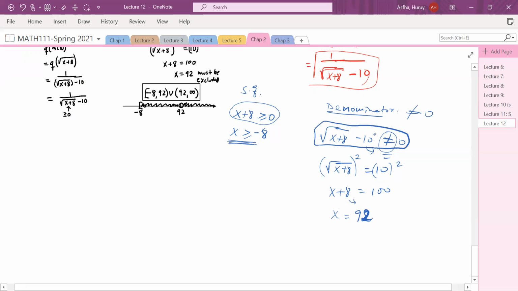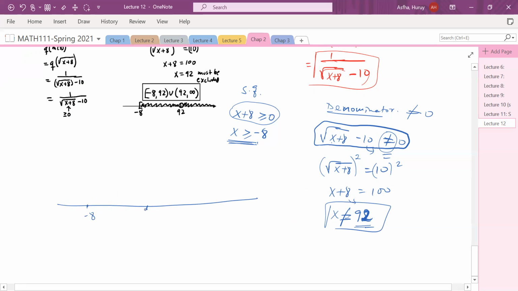Here we said this has to be different from 0, and the value that makes this equal to 0 is 92. When x is 92, 92 plus 8 is 100, the square root of 100 is 10, and 10 minus 10 is 0. So this is the value that makes the denominator 0, and we don't want that. Therefore, in order for it not to be 0, x has to be different from 92. This is what we are looking for. Therefore, we have two restrictions here.